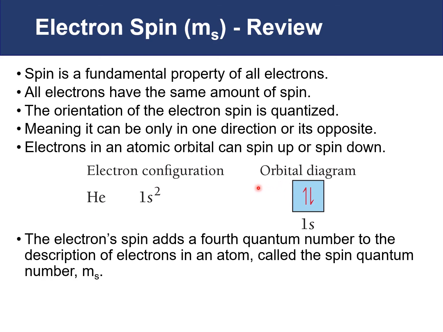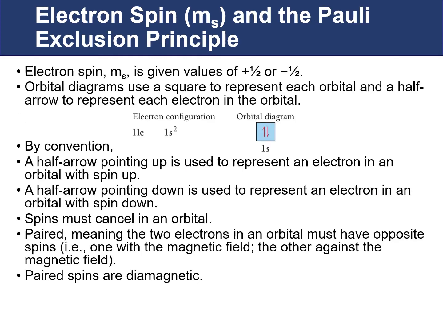In terms of our orbital diagram, it is represented in the same fashion, although each orbital is labeled with a box, and then we show the electrons as being either spin up or spin down with a half up arrow or a half down arrow. The electron's spin adds that fourth quantum number to the description of an electron. Again, it's called the spin quantum number and is given the variable M sub S.